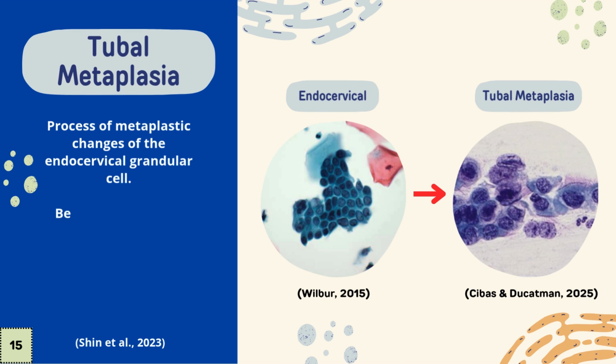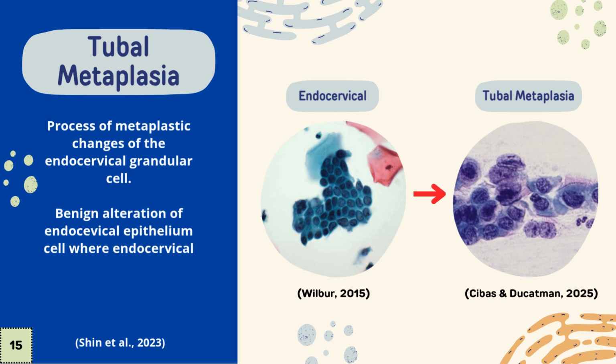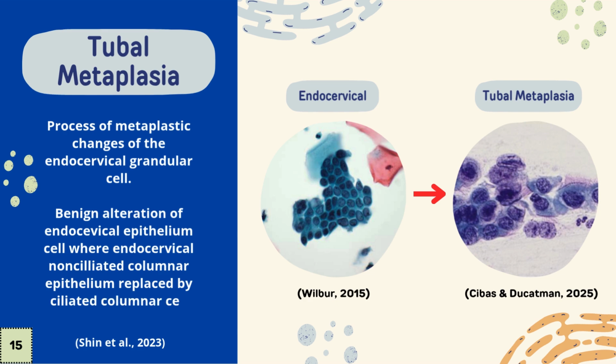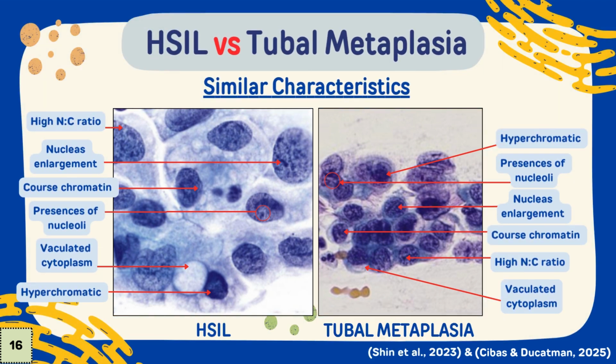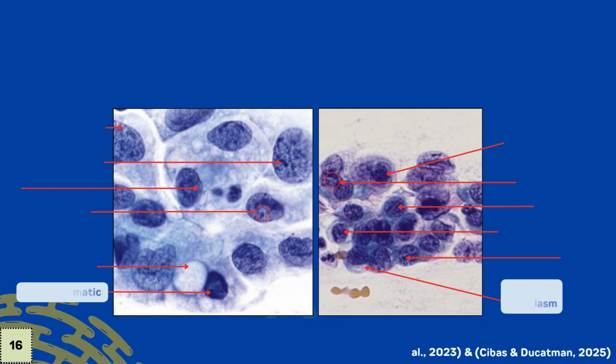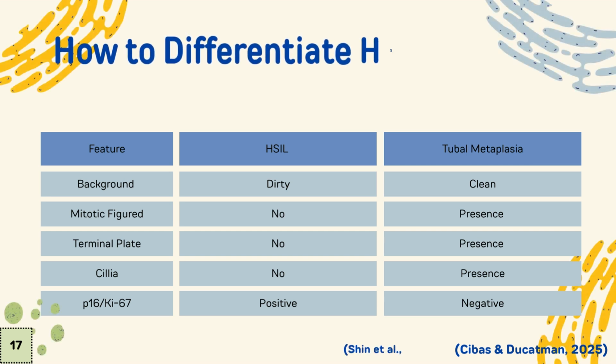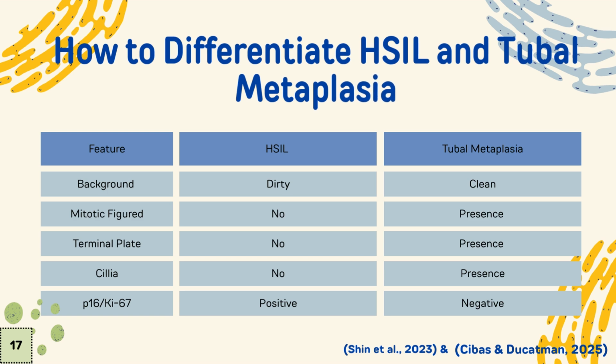Tubal metaplasia is a metaplastic change of glandular cell, specifically endocervical cell. It is also known as benign alteration of endocervical cell, where the non-ciliated columnar epithelial cell is replaced by ciliated columnar cell that is similar to the cell found in the fallopian tube. Here are some similarities between HSIL and tubal metaplasia that might get us confused. Both possess high NC ratio with nucleus enlargement, coarse chromatin, presence of nucleoli, vacuolated cytoplasm in some cases for tubal metaplasia, and hyperchromasia. With all the similarities, how do we actually differentiate between HSIL and tubal metaplasia?